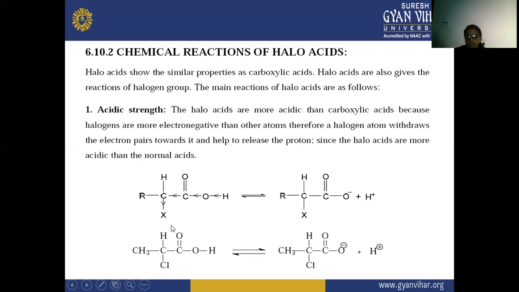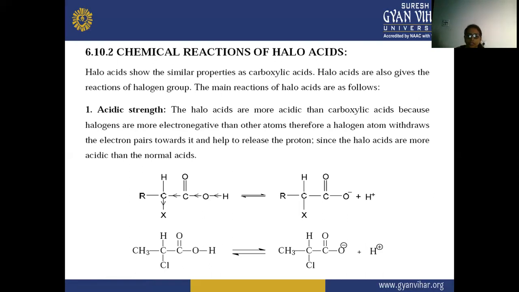These are more acidic than the carboxylic acid because the halogen is electron withdrawing and more electronegative. It will withdraw the electron pair from this carbon atom, and this carbon atom will withdraw electron from this oxygen, and this oxygen will withdraw electron from this hydrogen. So this hydrogen will move out from here, and there is a release of the proton. Hence the halo acids are more acidic than the normal acids.